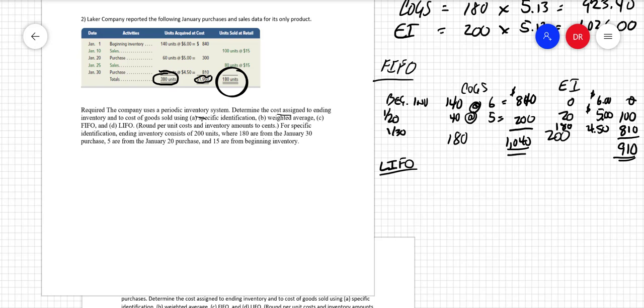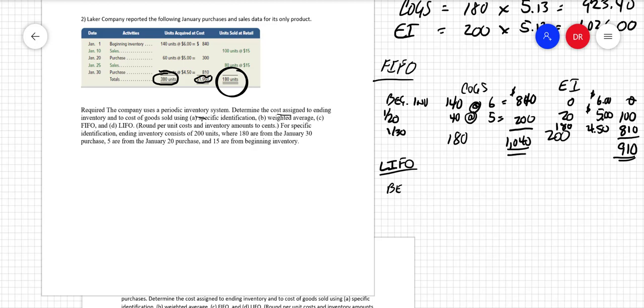LIFO is not necessarily reflective of how you actually sell goods, but it is an approach that is used in order to gain a tax advantage many times, because if you use FIFO, you have a higher ending inventory and a lower cost of goods sold, and you have higher net income. Using LIFO, I'll show you how this works.